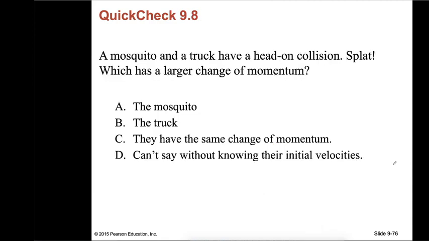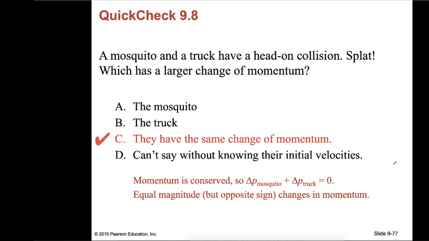Okay, a mosquito and a truck have a head-on collision. Which has a larger change of momentum? Actually, the answer is the same.